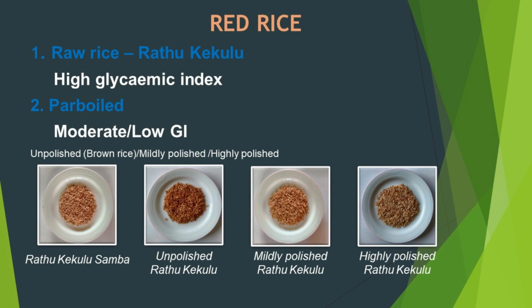And also we see red rice varieties in the market. If they are in the form of raw rice without parboiling or steaming, we call it ratu kakulu. They have high glycemic index. And if those are parboiled, they have moderate or low glycemic index. They could be in the form of unpolished, mildly polished or highly polished forms.